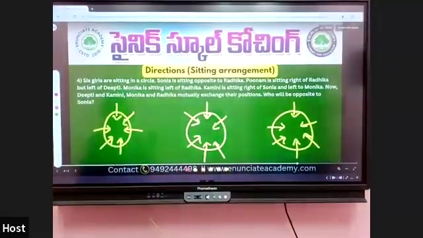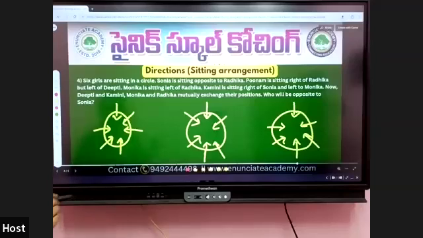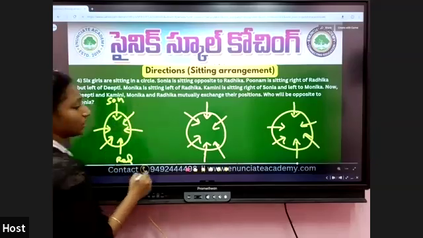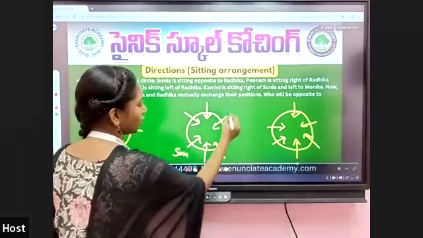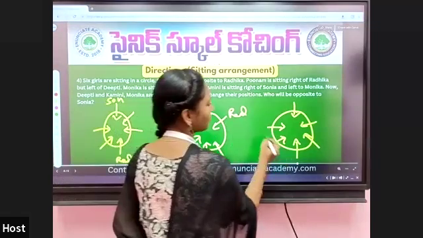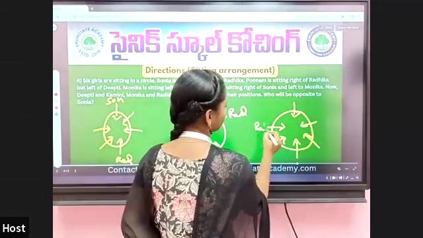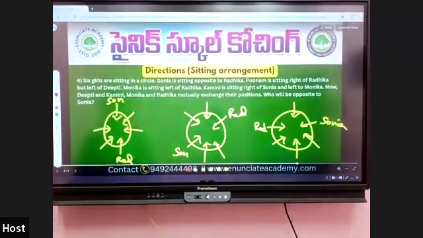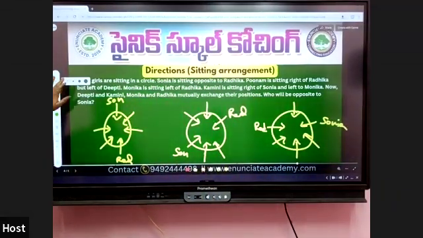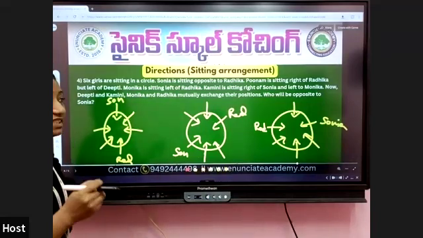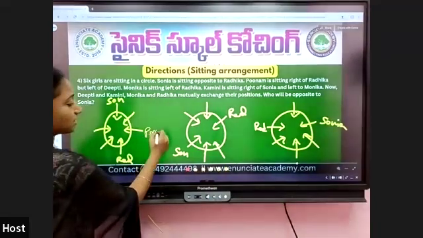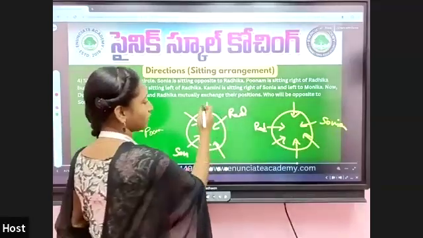Okay. Sonia is sitting opposite to Radhika. Here. Sonia is sitting opposite to Radhika. Okay. Next. Poonam is sitting right of Radhika. Right of Radhika. Poonam is sitting right of Radhika.